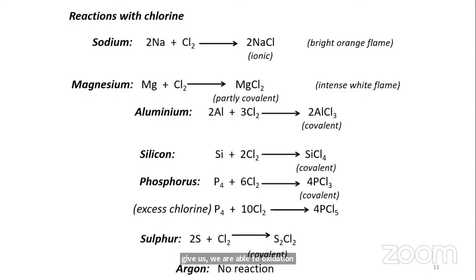Argon does not react with chlorine. Chlorine, of course, when it reacts with chlorine, gives us the chlorine molecule, so that is not any reaction that we are interested in. So those are the reactions with chlorine.